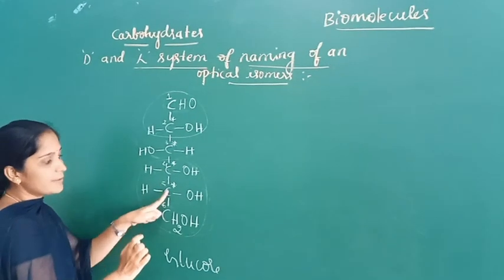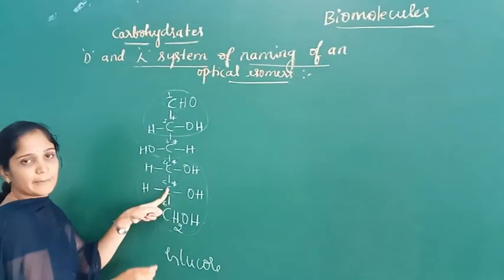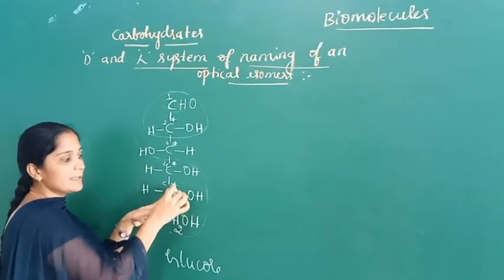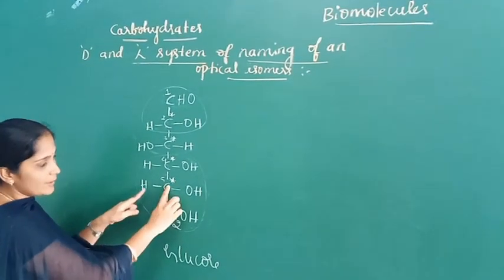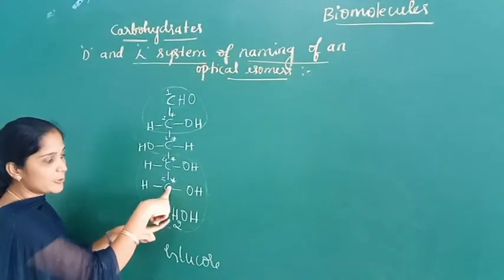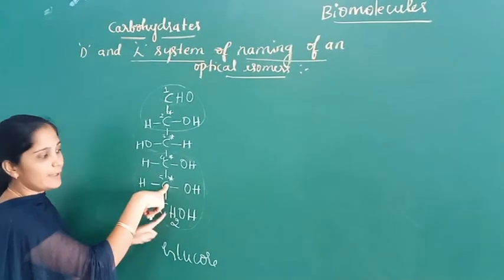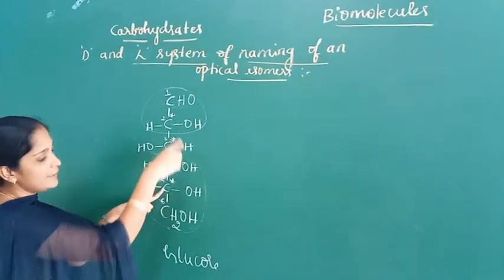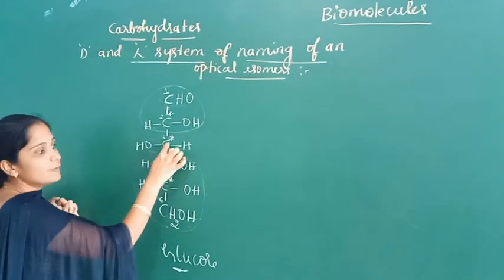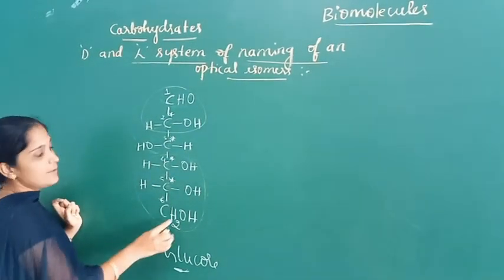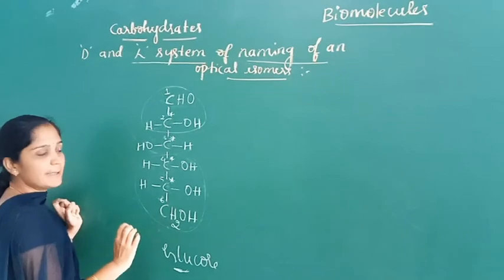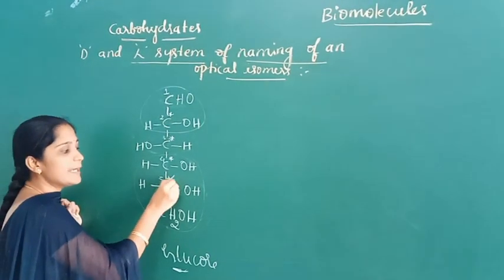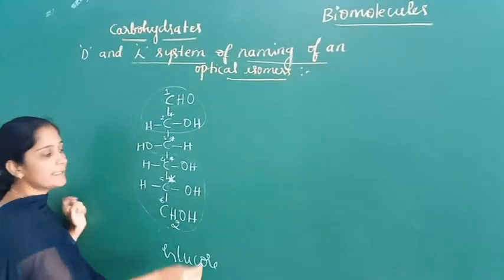Next comes the fifth carbon. It is also an asymmetric carbon atom. This carbon atom is attached to 1 H, OH, CH2OH. So all the groups are different, and assume this whole thing as one group. So in glucose there are 4 asymmetric carbon atoms. Out of these 4 asymmetric carbon atoms, the 5th carbon atom is the highest asymmetric carbon atom.